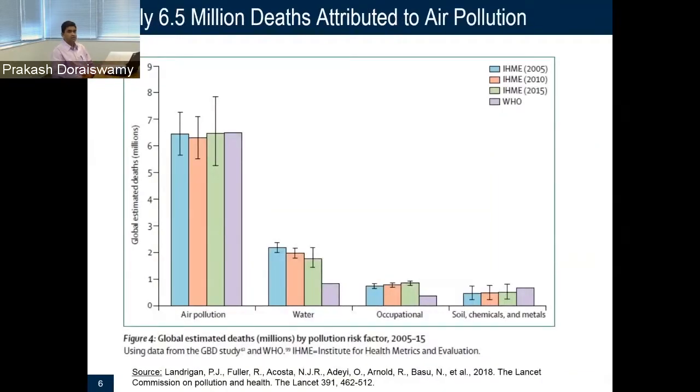So when we look at the impacts of air pollution on a global basis, this graph here is from a recent paper published in The Lancet by Landrigan et al., which shows that environmental pollution, that is the deaths related to environmental pollution, that's across air pollution, water, occupational and soil and chemicals, together account for 9 million deaths, of which air pollution alone contributes about 6.5 million deaths. So that's about 70% of the total mortality attributed to environmental pollution.